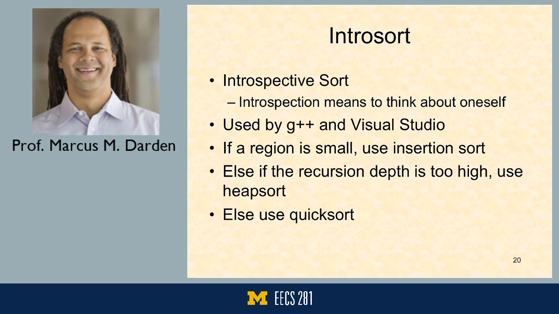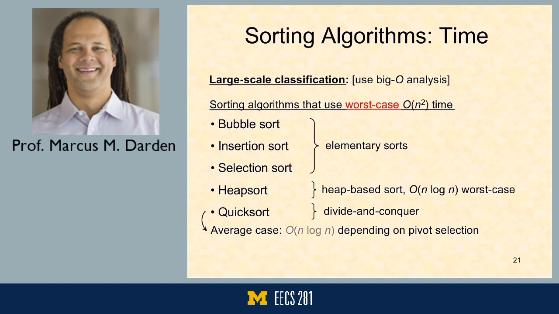Otherwise, if my region isn't too small and my depth isn't too deep, we're just going to use good old quicksort. So that's one way to do it. Some versions of the STL use intro sort. Other versions of the STL will use tim sort, and that's not something we're going to cover, but another good thing to understand, or at least have a background in. Go check out Wikipedia, look up tim sort, and do some reading there in your copious amounts of quarantine free time.